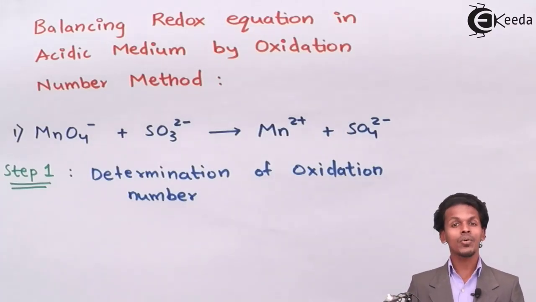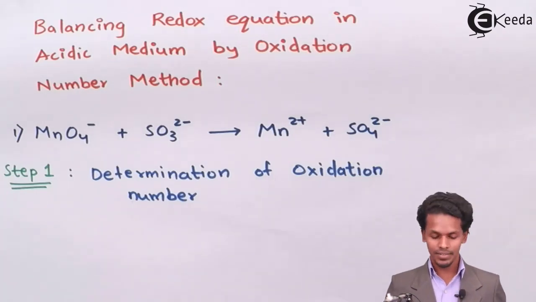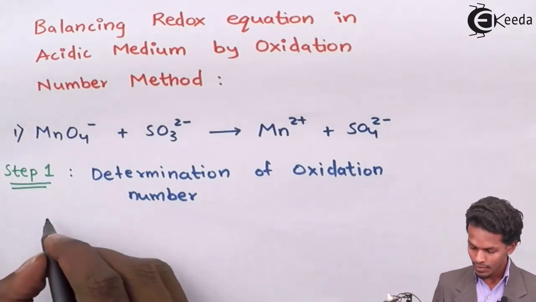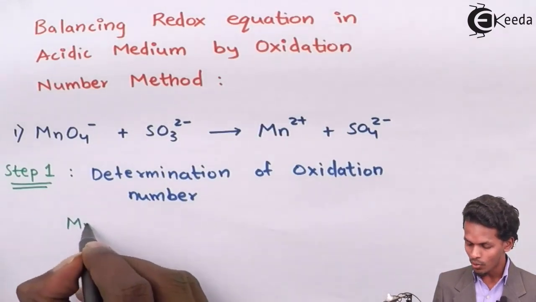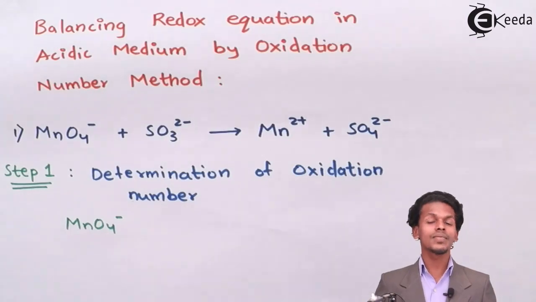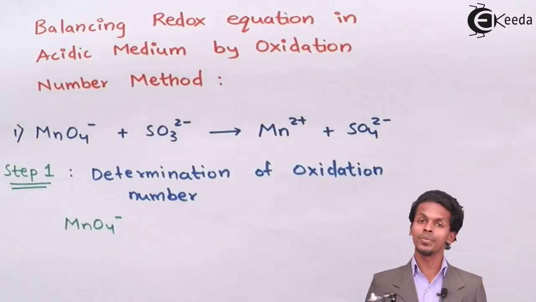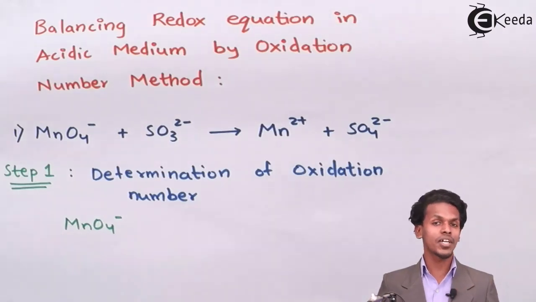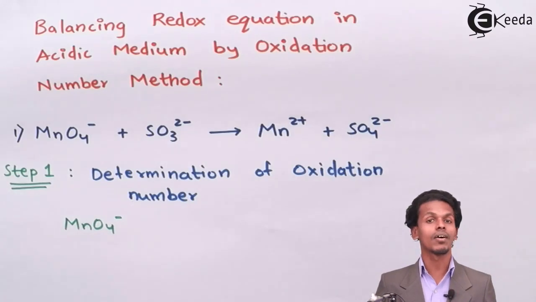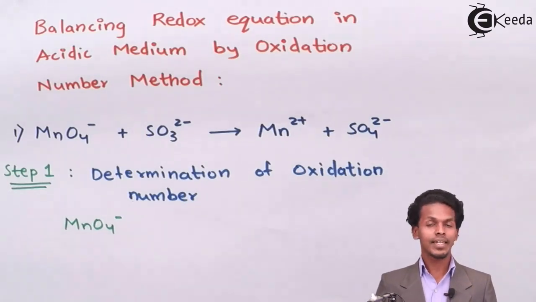So in this case, we are going to determine the oxidation number of the first reactant, which is MnO4 minus. In this case, we know that the oxidation number of oxygen is easily known, that is -2. But the oxidation state of manganese is not known to us. So we'll determine the oxidation number of manganese in this reactant.